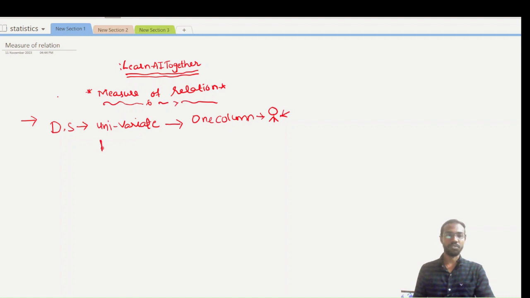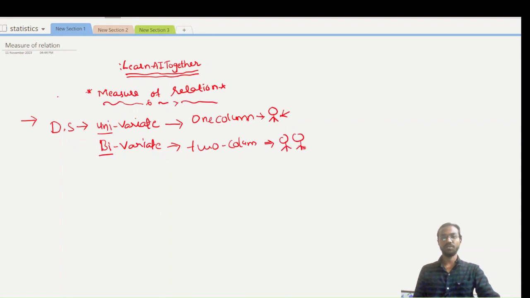Similarly, in descriptive stats, we go for bivariate analysis. In bivariate analysis, we are dealing with two columns instead of one column, because uni means one, and bi means two. Now let's say there are two persons. Now we need to find a relationship between them. How strong is the relationship they have?